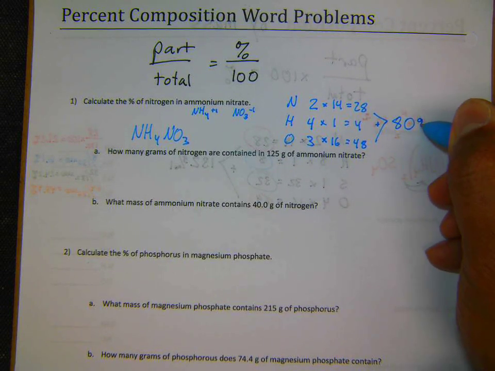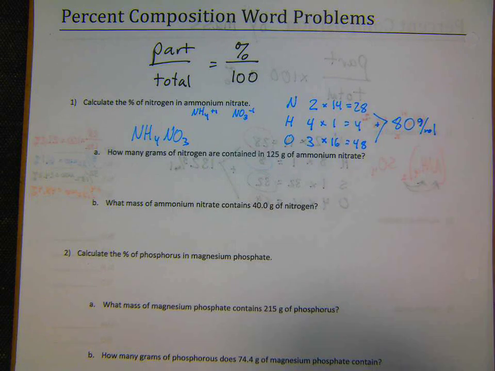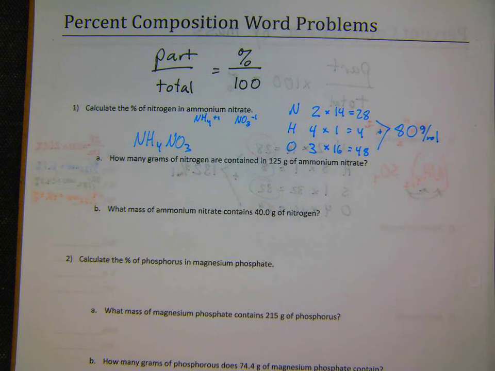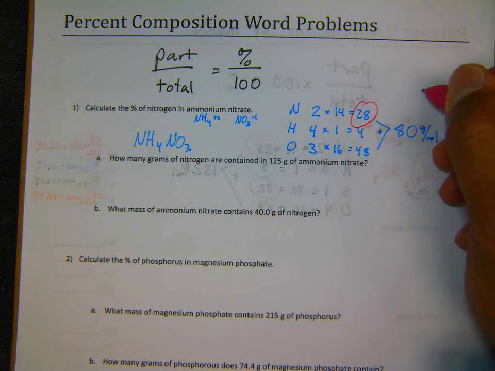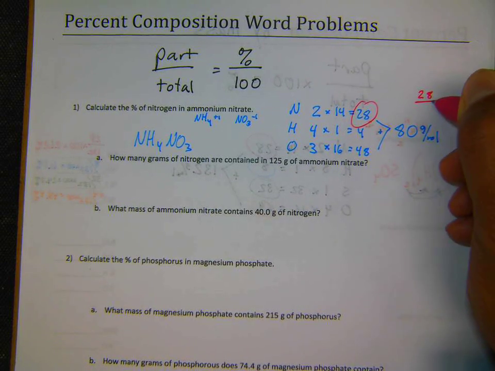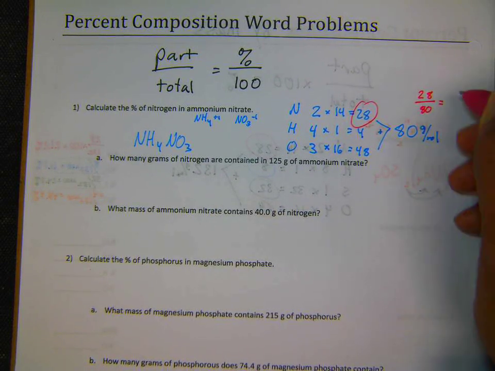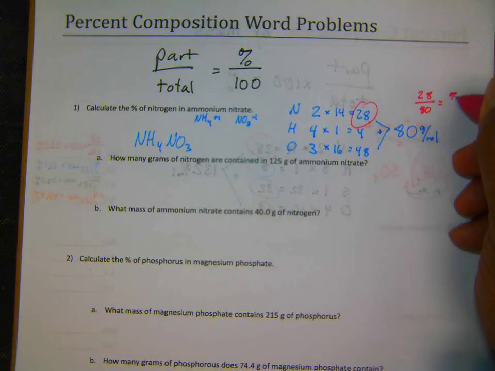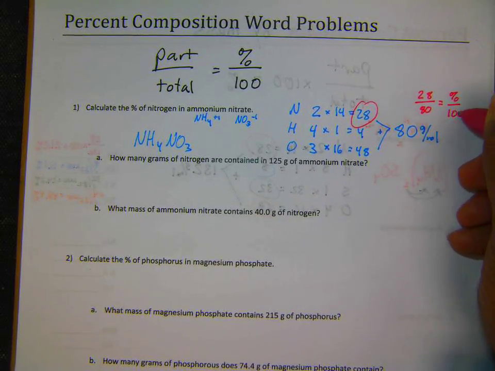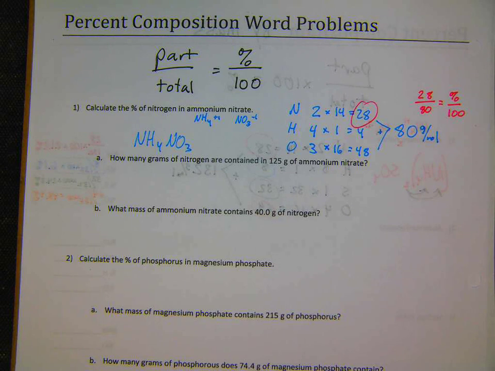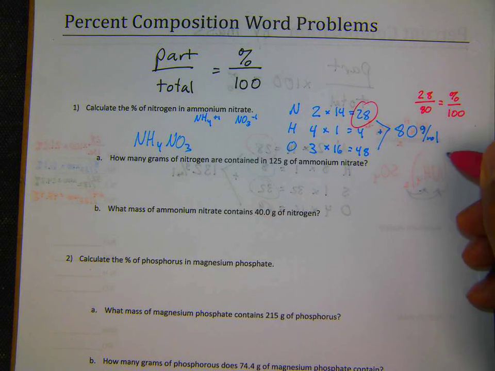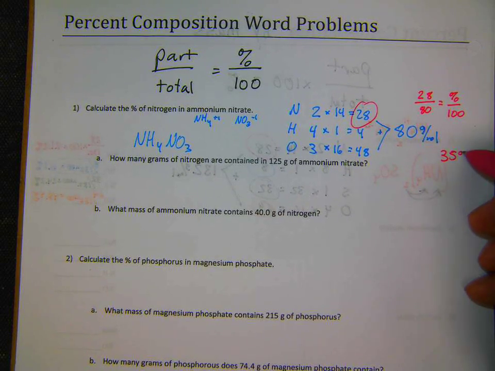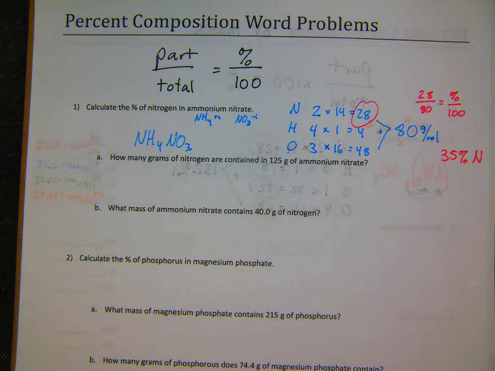80 grams per mole. Now to find the percent of nitrogen, I'm going to take the mass of nitrogen and divide by, that's going to be my part, 28 divided by 80 equals the percent over 100. And so the percent being 35%. So you end up with 35% nitrogen.